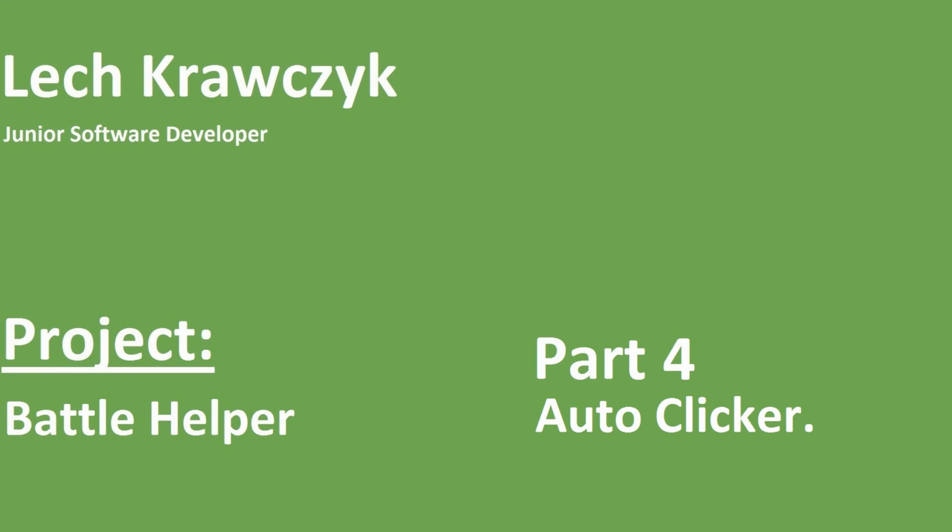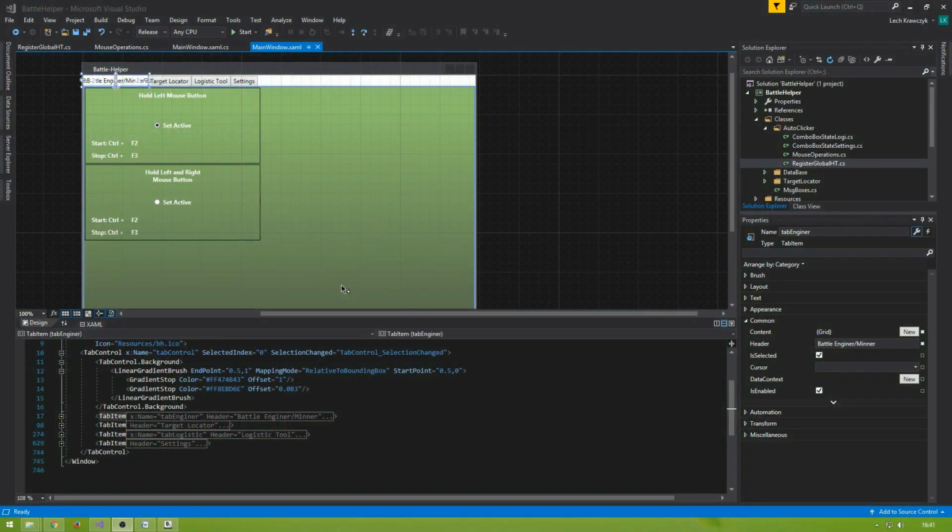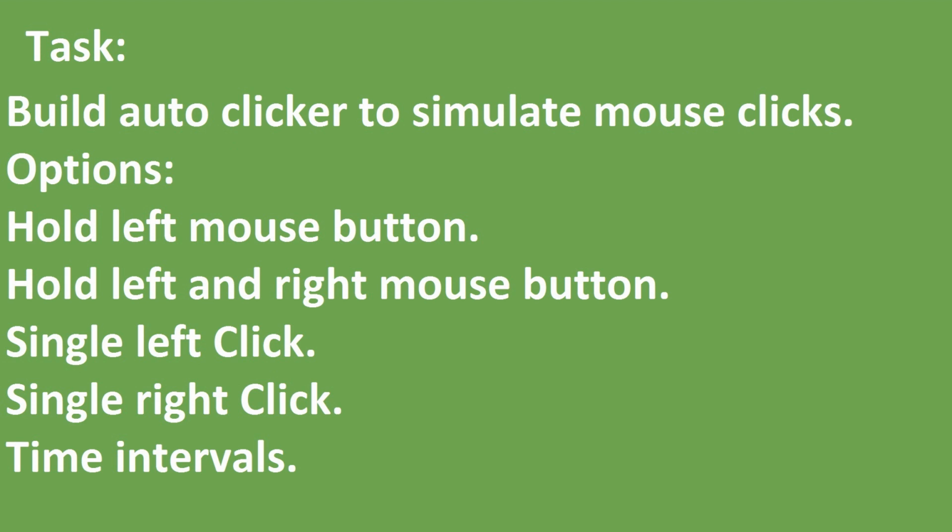This is part 4, and part 4 is about creating auto mouse clicker and all its options. The task: build auto clicker to simulate mouse clicks and give an option to choose from. Hold left mouse button, hold left and right mouse button, single left click and single right click, and allow the user to set the time intervals between single clicks.